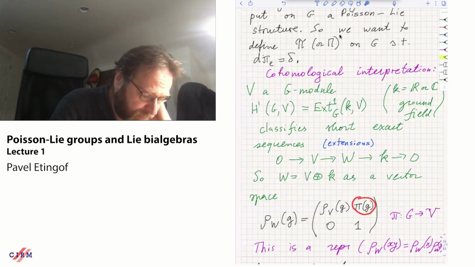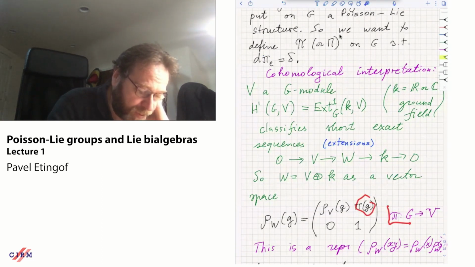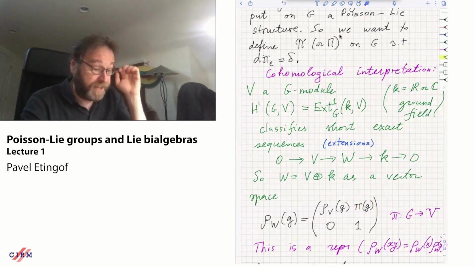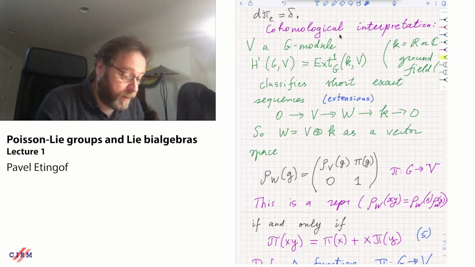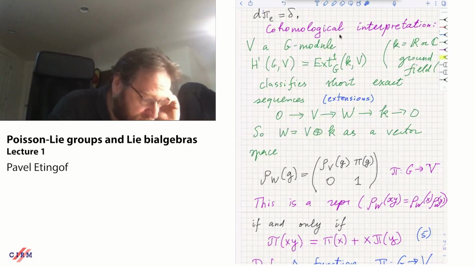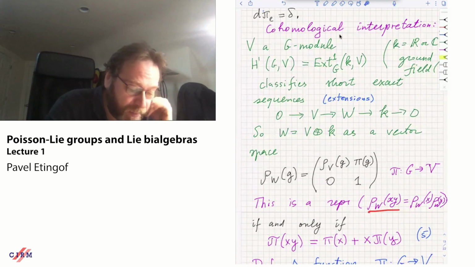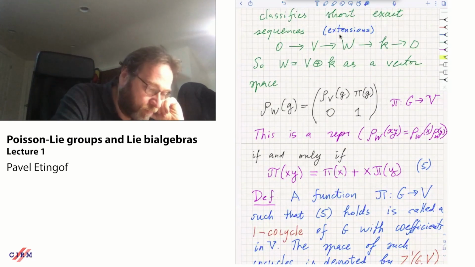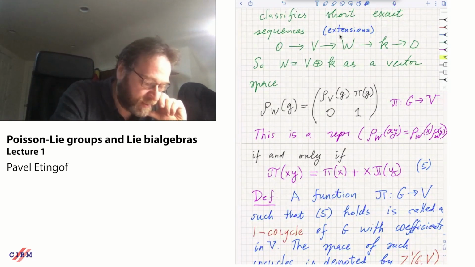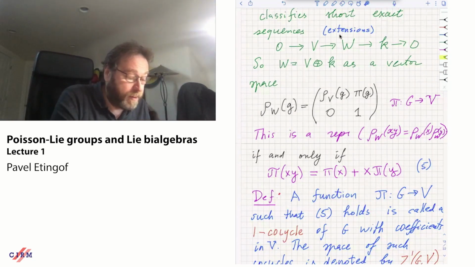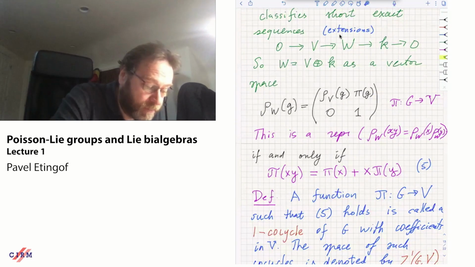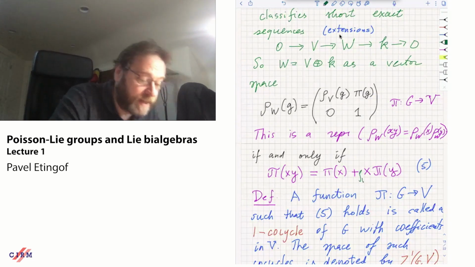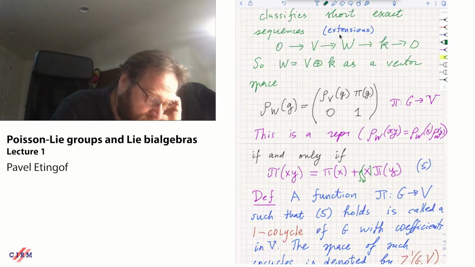And on this side, we will have something interesting, which is going to be denoted by pi of g. And this is a function from G to V. And the condition that this is a representation is just that rho_W of xy is rho_W of x times rho_W of y. And if you write it down in terms of these 2 by 2 matrices, what you get is the condition on pi. And the condition on pi is that pi of xy is pi of x plus x times pi of y. Well, more precisely, I should write rho_W of x times pi of y, but I will drop that and just write x times pi of y.